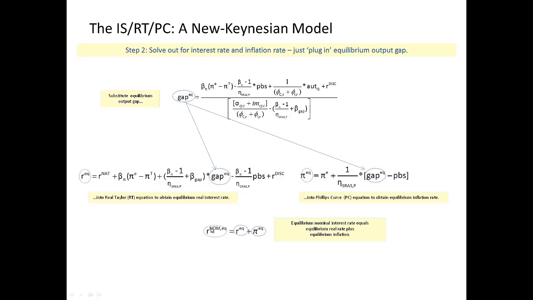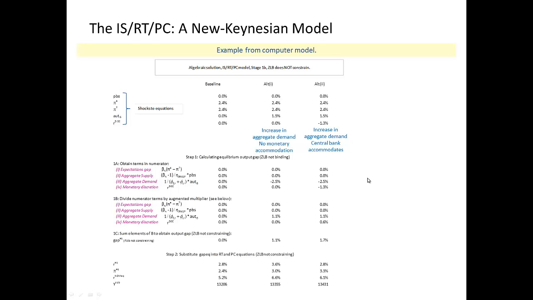And finally, to get the nominal rate of interest, we're going to calculate this the easy way. We're just going to take the real rate of interest plus the inflation rate, and that'll get us the nominal interest rate. So let's look at an example that we've done here.